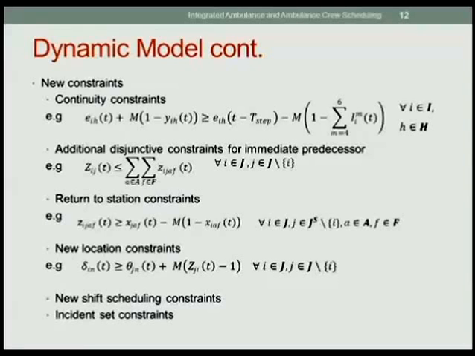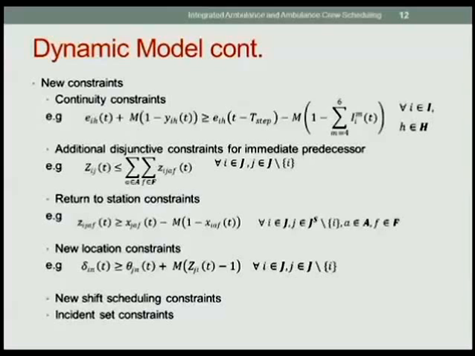I also need to have additional disjunctive constraints for my new disjunctive variable. This relates the two of them together. So if job J has any jobs at all occurring prior to it on the same ambulance and shift, there must be exactly one immediate predecessor. This is just one of the constraints that enforces that. There's about three of them that are necessary.